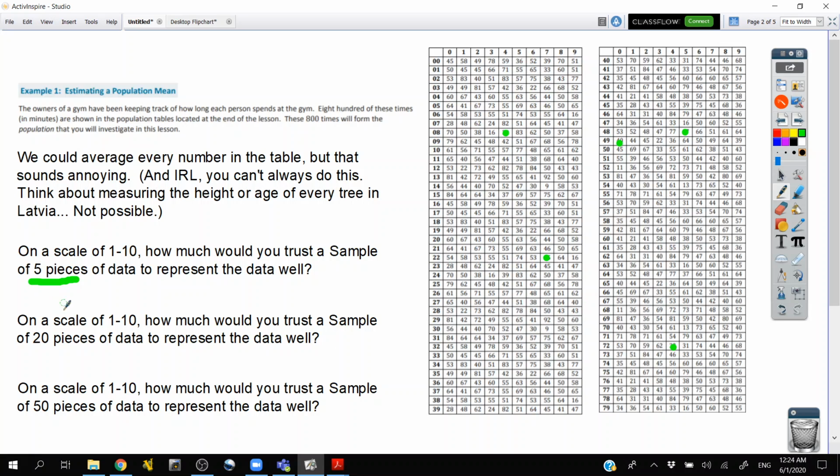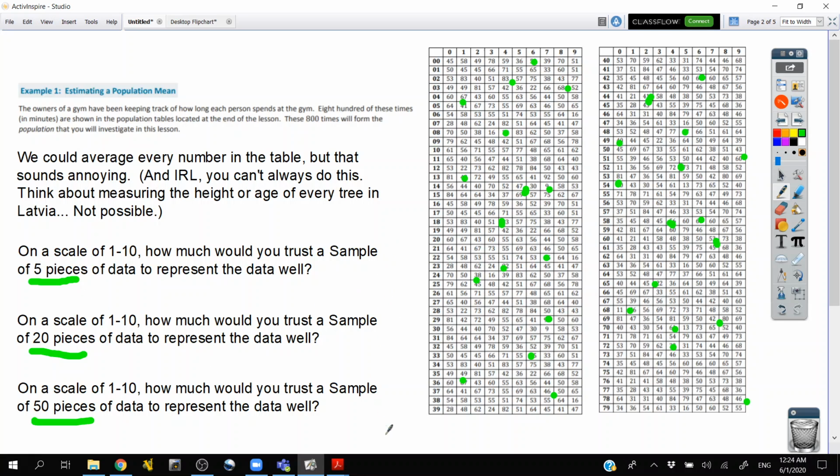Well, what if instead of 5 pieces, we chose 20 pieces of data? So now instead of those 5, I'm going to add 15 more. This and this and this and this. 5, that's 10, and 10 more. So now we have 20 pieces of data. How much do you trust that sample to represent the whole data? Or if we had 50 pieces of data, if I just kept choosing and I chose 50 of all of these data pieces, some of these aren't on the data because I'm just randomly clicking. What if we had 50 different data pieces chosen? Would you trust that more or less than the 5 pieces?